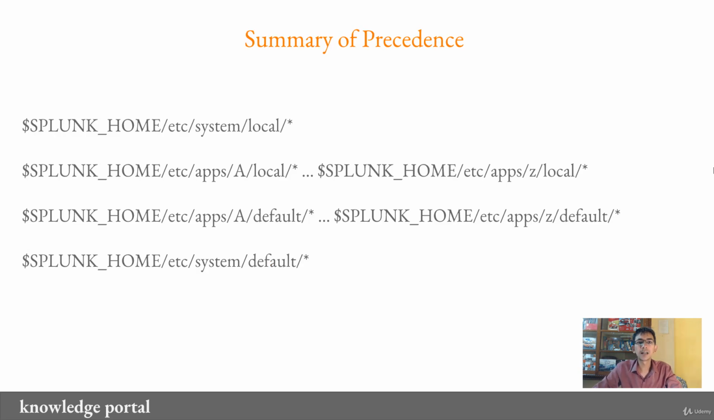Coming to the summary of the precedence order, you have SPLUNK_HOME/etc/system/local, then SPLUNK_HOME/etc/apps/A/local, then SPLUNK_HOME/etc/apps/A/default. I think there is a little typo here, so you can just ignore this. So you have system local, app local, app default, and then the system default. This is one important thing that you should remember, and it will help you throughout your practical sessions.